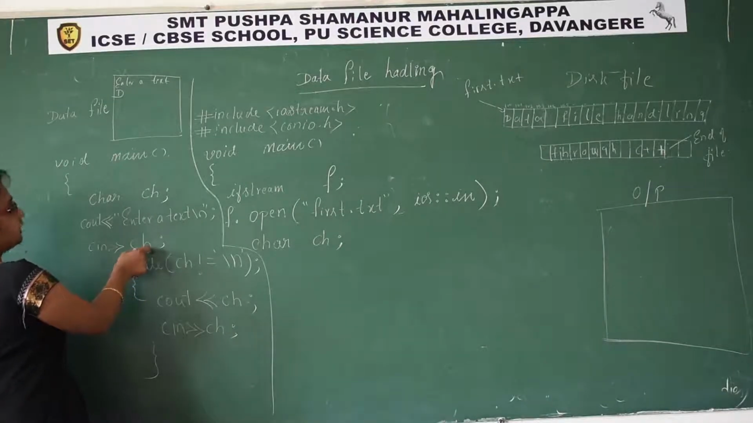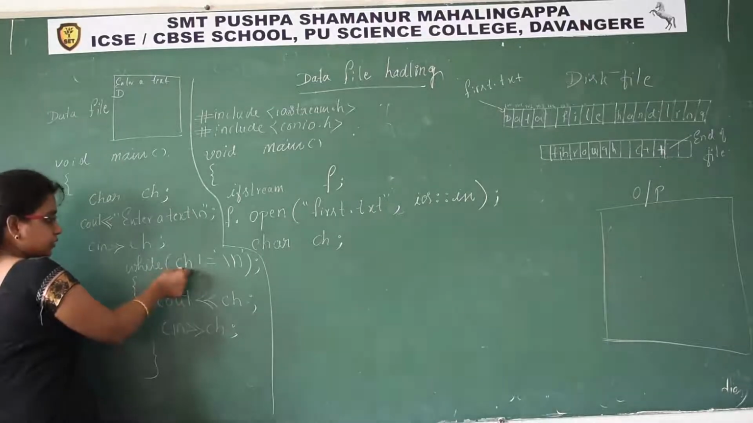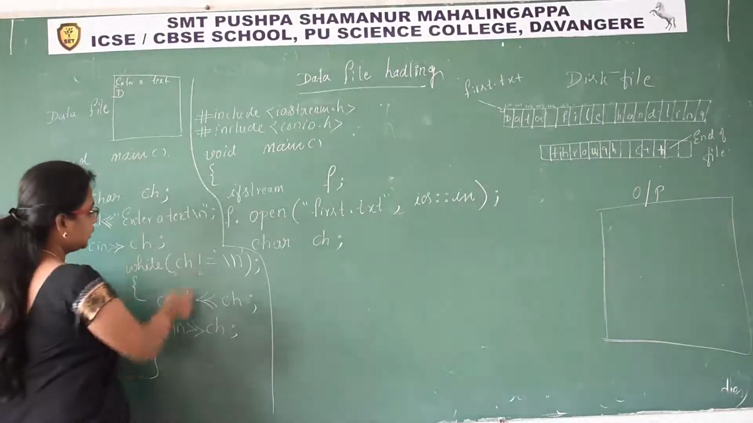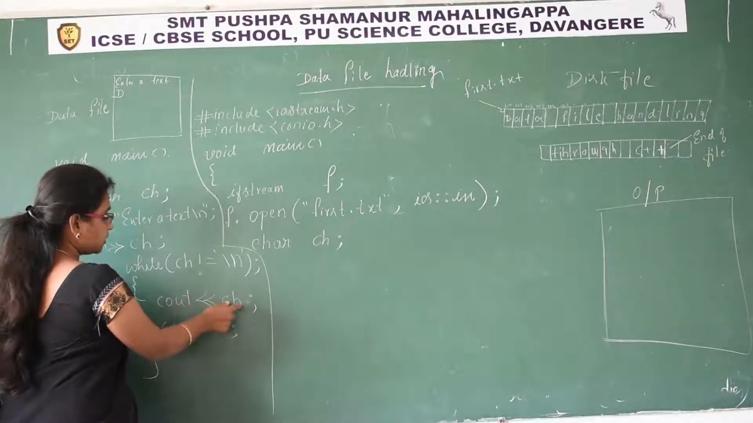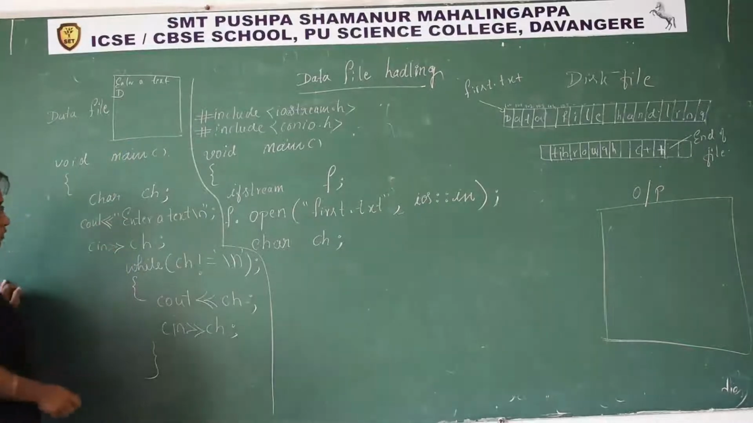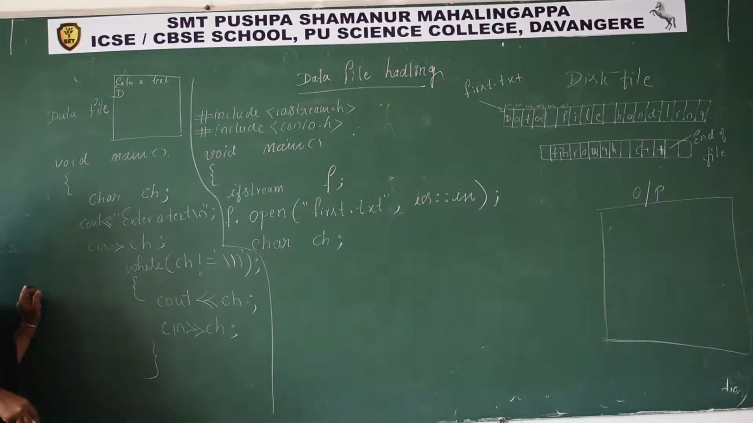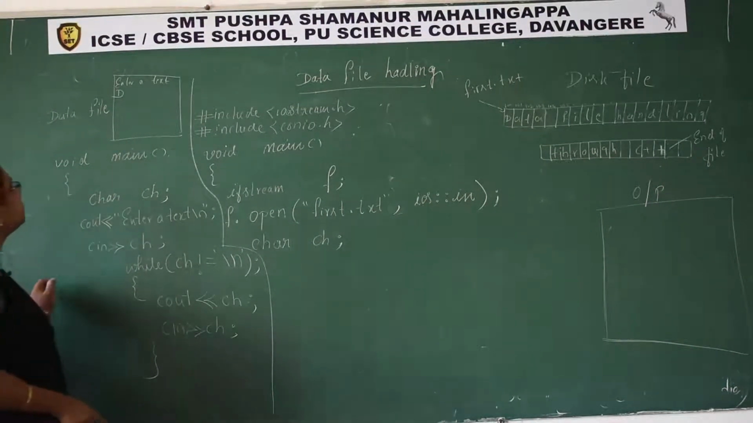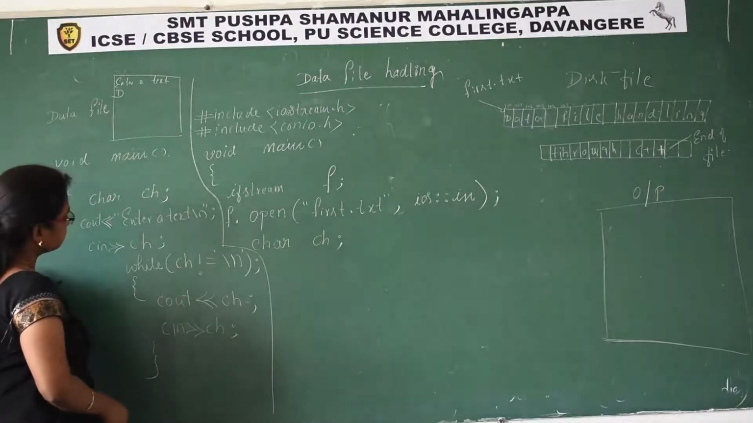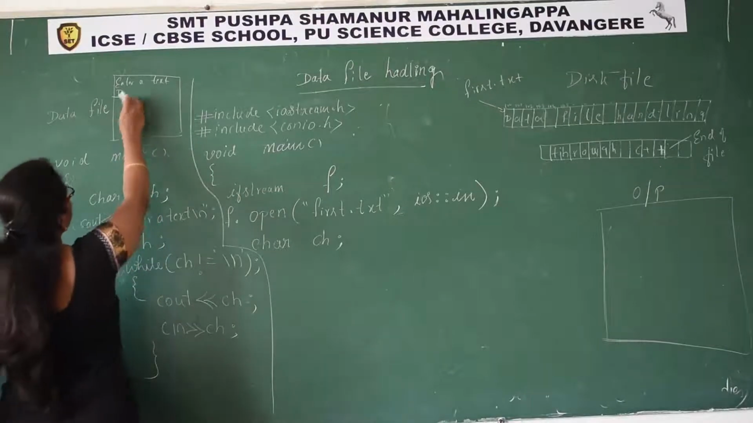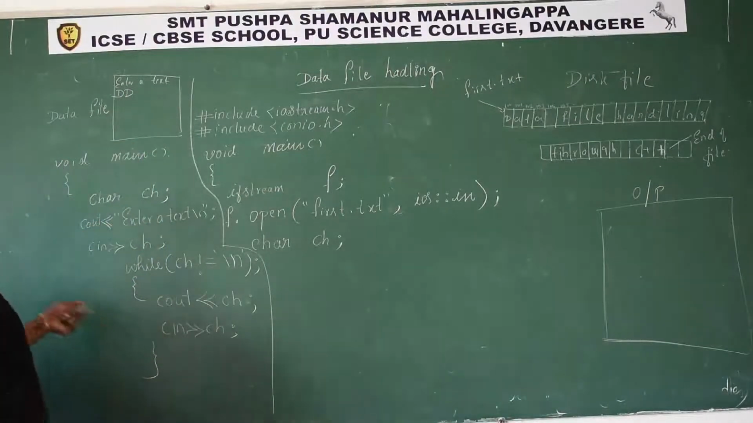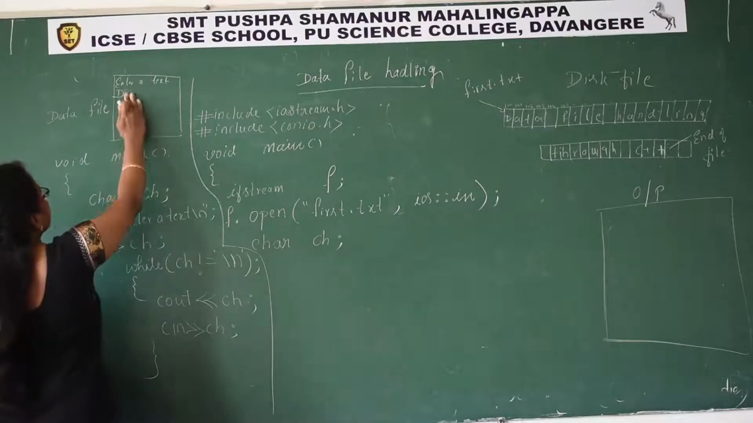ch contains D, not equal to \n, condition satisfied, it enters and it displays ch. What is there in ch? D. It will be displayed. Understood? But it shows D twice. First, the value given by the user, and after that it shows D here.